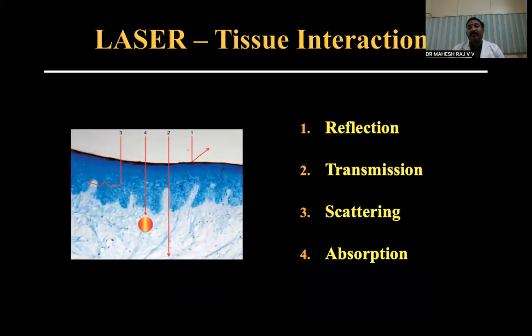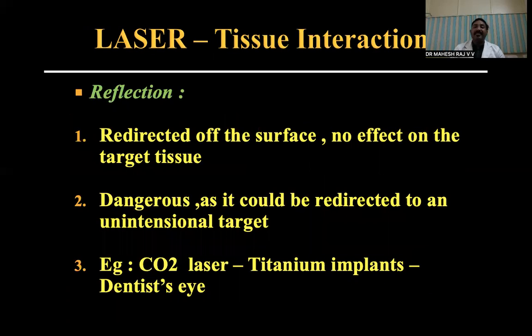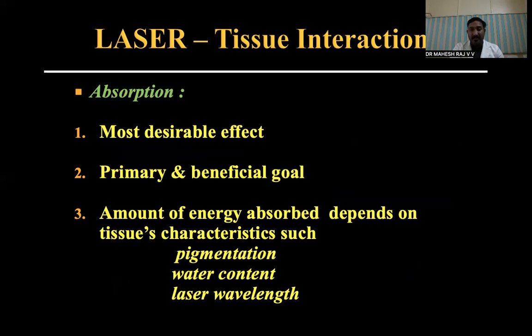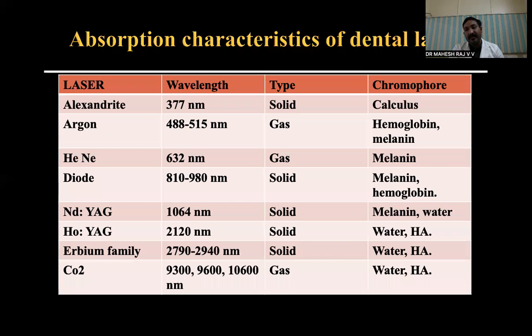What are the four laser tissue interactions we can get? The first is reflection, then transmission, scattering, and absorption. Reflection is redirected off the surface and there is no effect on the target tissues. It is dangerous as it could be redirected to an unintentional target, for example with a carbon dioxide laser. Second is absorption. It is the most desirable effect, primary and beneficial. The amount of energy absorbed depends on tissue characteristics such as pigmentation, water content, and laser wavelength.